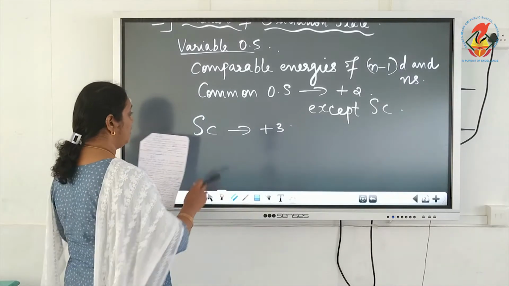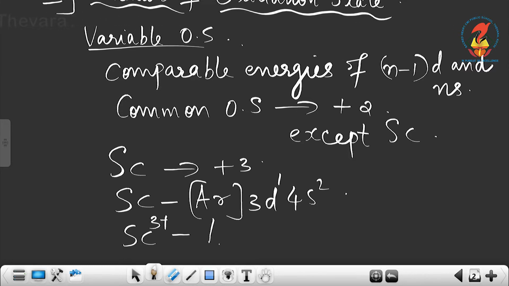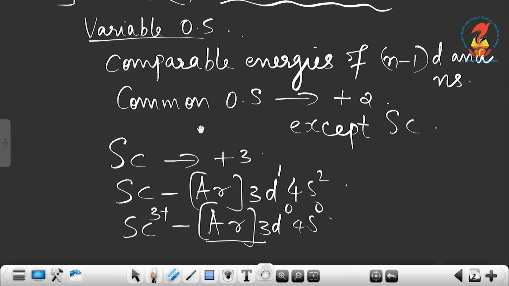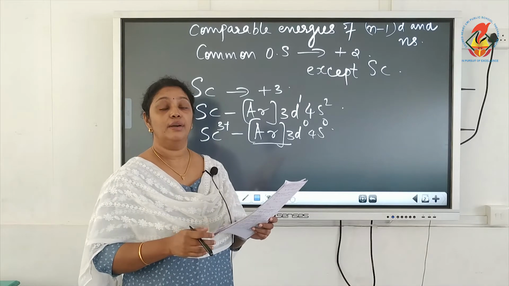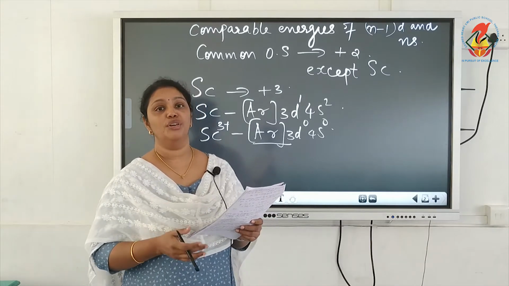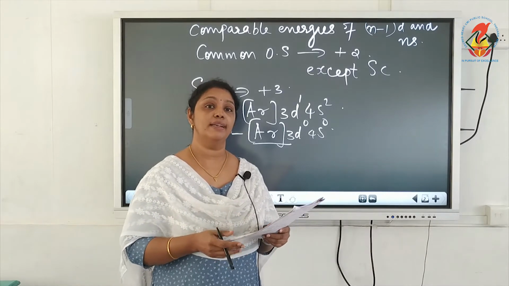Now, scandium can show +3 because the electronic configuration of scandium is argon 3d1 4s2. So, if it shows +3, meaning Sc3+, the configuration will be argon 3d0 4s0, which means it has the noble gas configuration of argon, so it is highly stable. So scandium does not show any variable oxidation state. The only oxidation state it takes is +3.